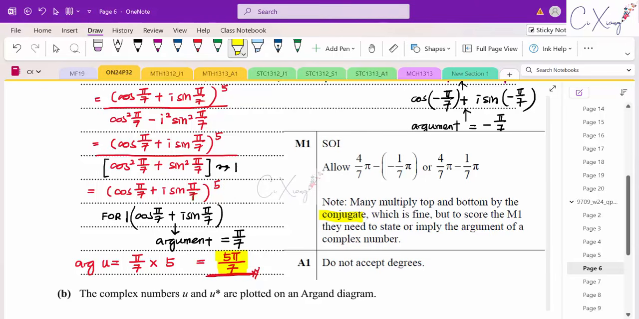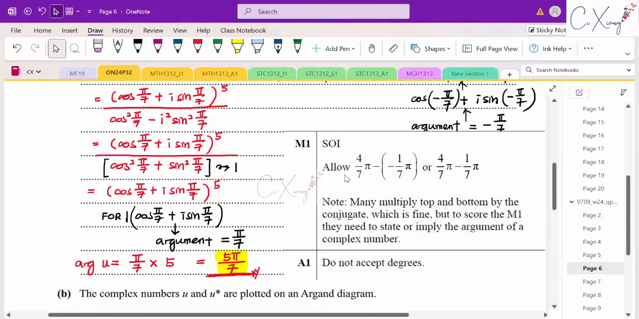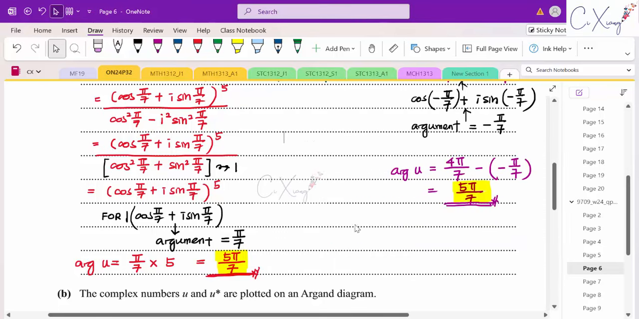So the original argument is actually pi over 7. In your solution, you have to show and state the particular argument, which is pi over 7. Then only you can get the method 1 mark. If not, you might only get an answer mark. So that's why I take pi over 7 and multiply with 5. I will get 1 method mark here, then the final answer. So this question, to me, is a bit not so straightforward, I would say. Please take note of this.